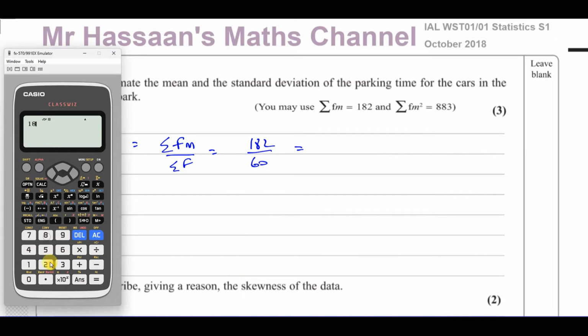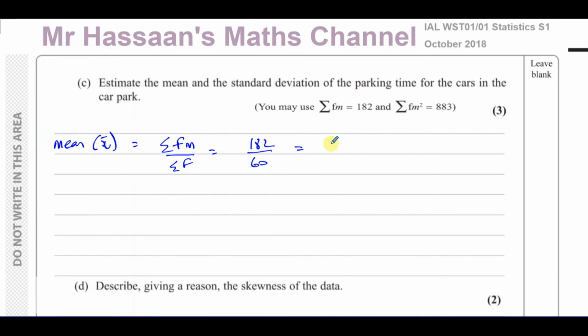It's an estimate because we don't know the actual parking times. We had to use the midpoints to estimate that. That gives us 91 over 30, which is 3.03. So we can say that the mean is estimated as 3.03. And that's in hours. That's the mean time.